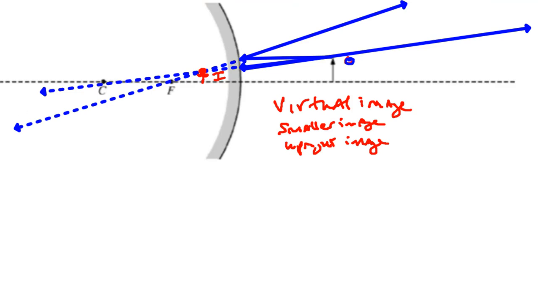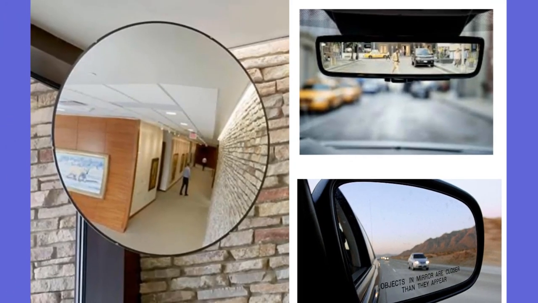Now, where do we use this in the real world? We use this for many, many different mirrors. We use these mirrors to give us a bigger range of sights. So we put these mirrors at corners so that you can know if there's someone coming the other direction. We also put this little convex mirror on your rear view mirror or your side view mirror, and you can see, what does it say on your side view mirror? Objects in the mirror are closer than they appear.